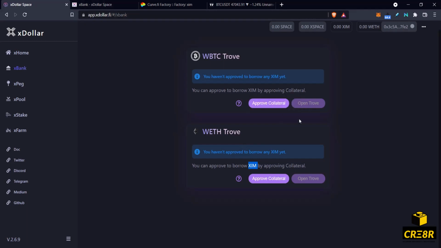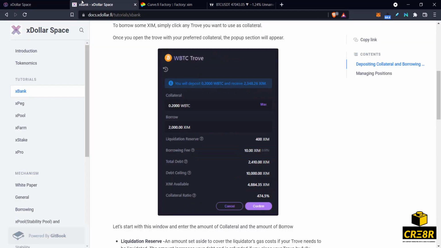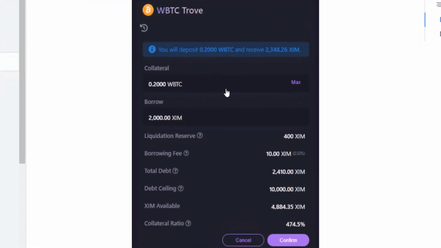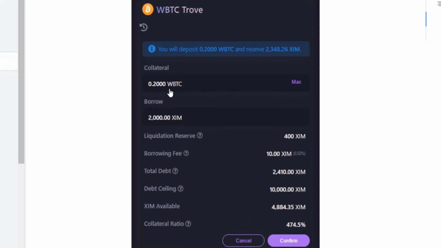So when you do click this and you open up a trove, you'll be met with a screen that looks something like this. The numbers may be different at that time, but anyhow. So you will first deposit, you choose how much wBTC or wETH you want to deposit, and how many XIM you want to borrow versus that wETH. And then we have some factors down here that you need to pay attention to.